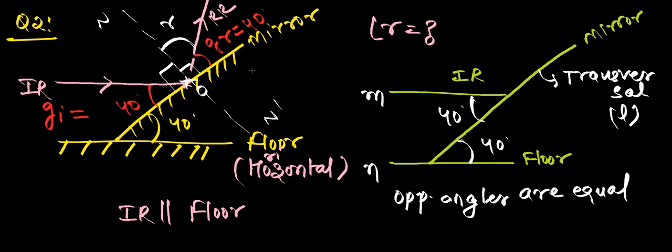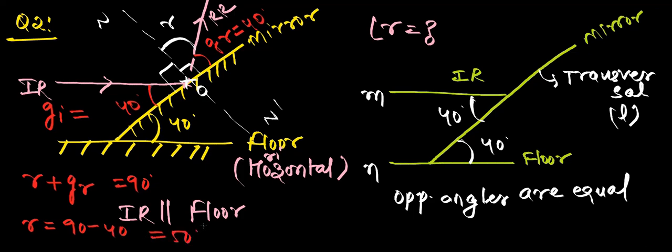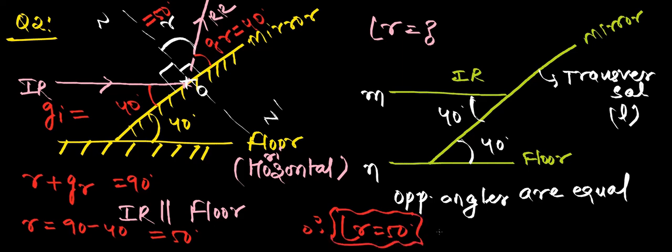Now what about the angle of reflection? Total angle is 90. GI plus R, total is 90. So what about R now? 90 minus 40. How much will you get here? 50. So R value is 50 degrees. That is our answer. Therefore the angle of reflection is 50 degrees. Yes, ma'am. Any doubt in this? No doubt. Clear. Okay.